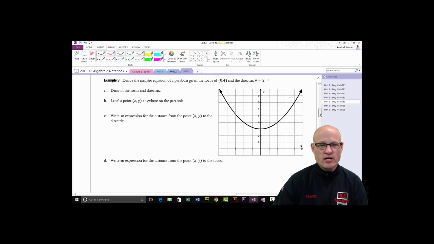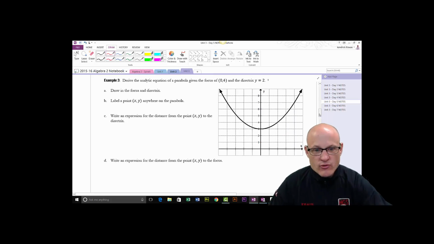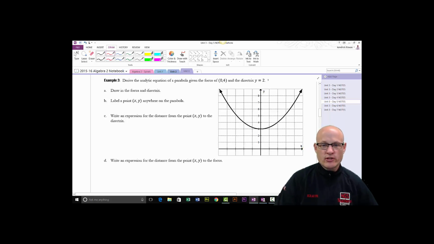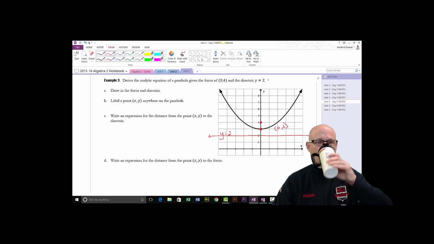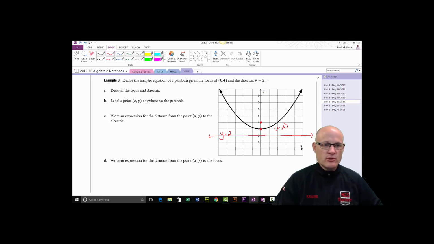All right, what are we doing here? Derive the analytic equation of the parabola given the focus 0, 4 and the directrix y equals 2. So here's our point 0, 4. And here is the directrix y equals 2. Now, we also see that the vertex is the point 0, 3. We did part A.